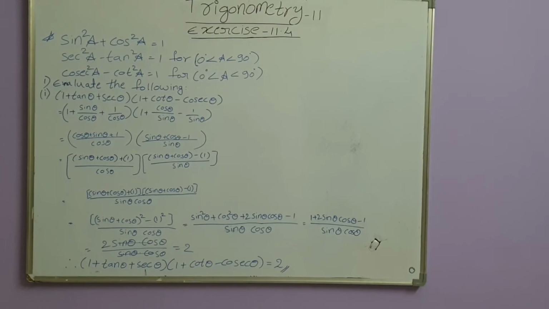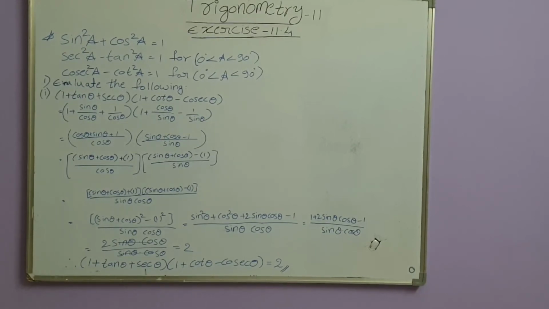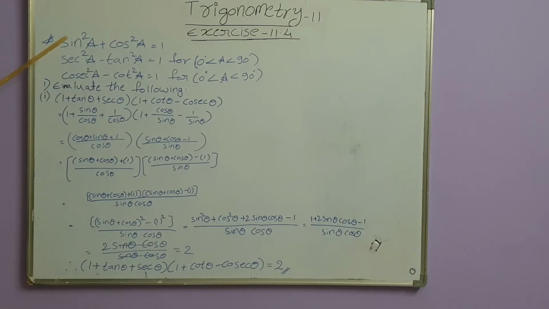Now, exercise 11.4. See these important formulas. Sin square A plus cos square A is equal to 1. Sec square A minus tan square A is equal to 1 for 0 degrees less than A less than 90 degrees. Cosec square A minus cot square A is equal to 1 for 0 degrees less than A less than 90 degrees.